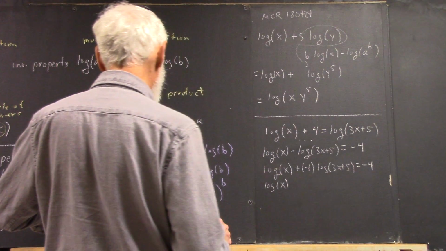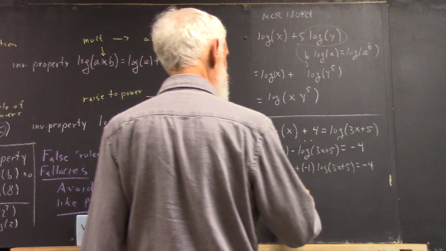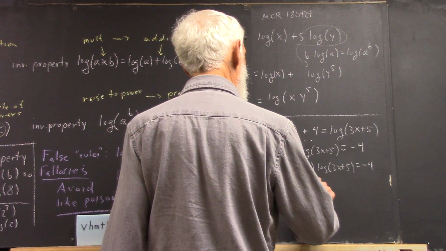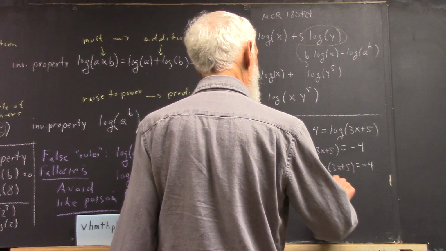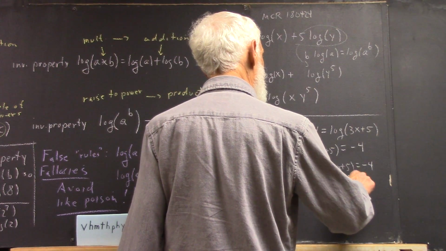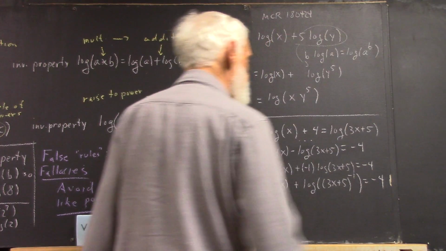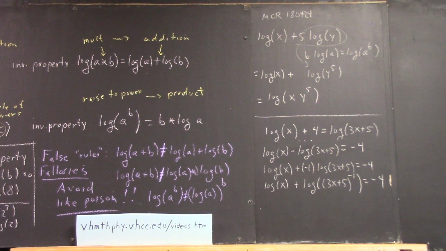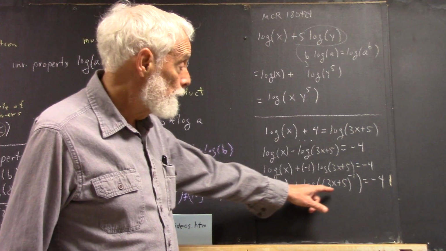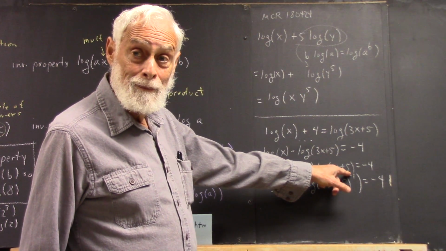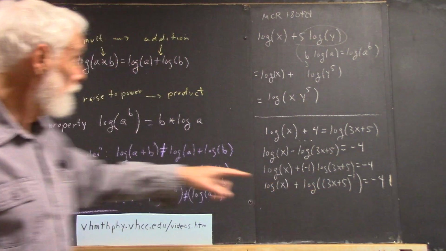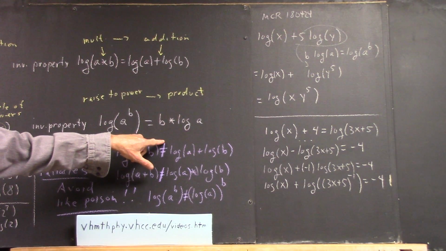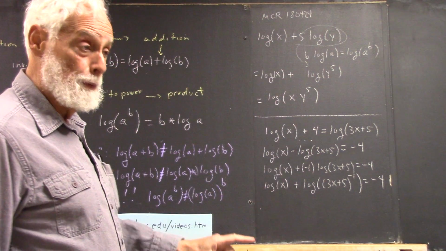So you have log of x plus the log of 3x plus 5 to the negative 1. Right? Yeah. Now, you'll agree that log of 3x plus 5 to the negative 1 has to be negative 1 times the log of 3x plus 5, because that's exactly what this rule says, right? But here, we're applying the rule backwards.